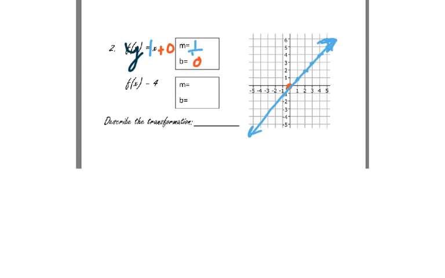Okay, new one. It says take f of x, take your original function, but now make your y-intercept a -4. Slope didn't change. Back number is now -4. So I begin at -4. And my slope is 1. So I go up 1 and over 1. That's not a good graph. Okay. So this graph dropped down 4. This one went down 4.